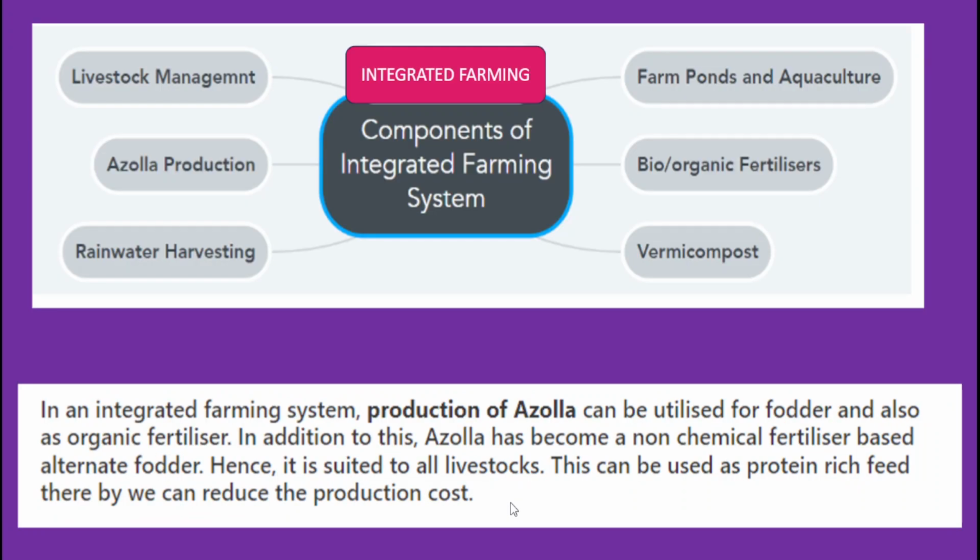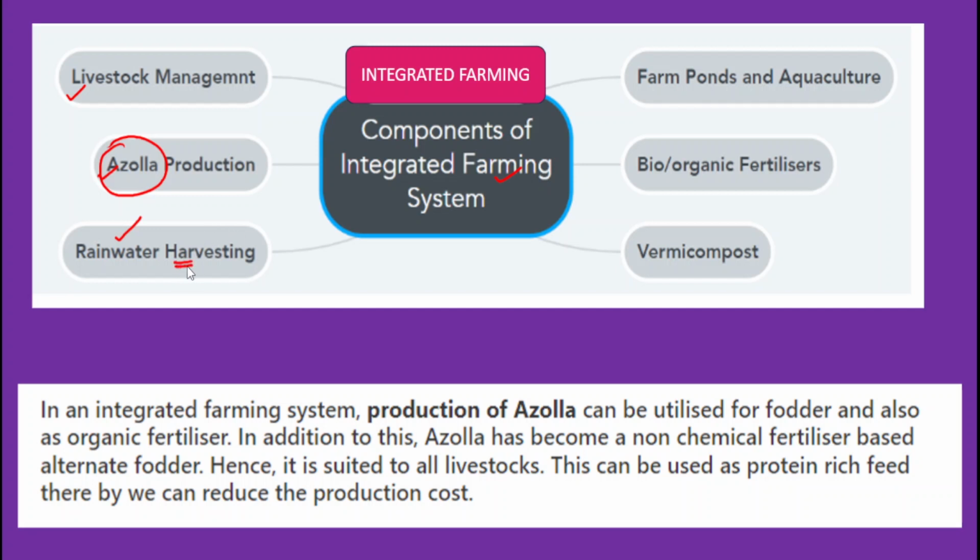So what are the basic components of the integrated farming system? It generally involves different components. For example, livestock management, azolla production. So what is this azolla? Azolla is a natural fertilizer. So that can be used as a natural fertilizer, and after that azolla can also be sold to other farmers for generation of alternative income.